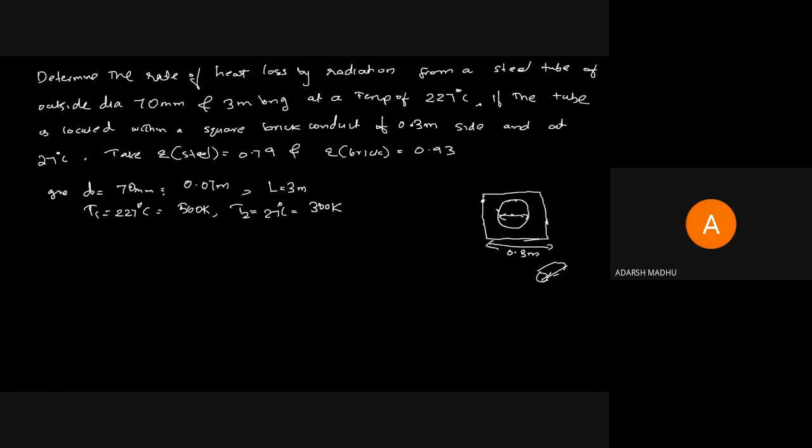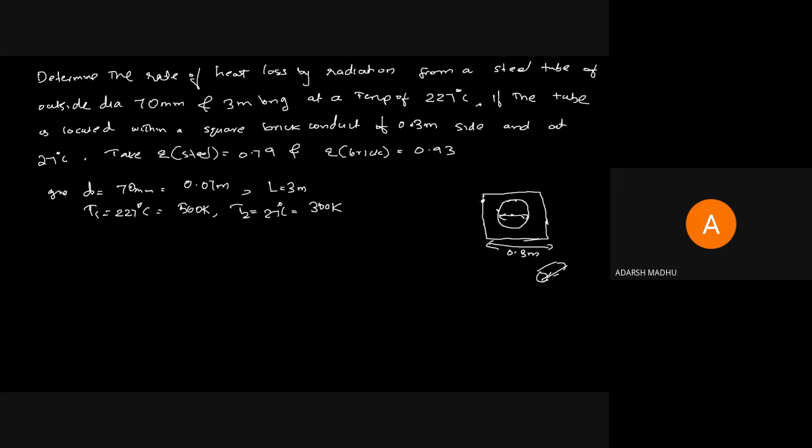So the next question was infinite long concentric cylinders. It is not really a problem of two concentric cylinders. One is a particular cylinder, and the next one is a square brick. It is not a cylinder. It is a concentric cylinder and a particular square.